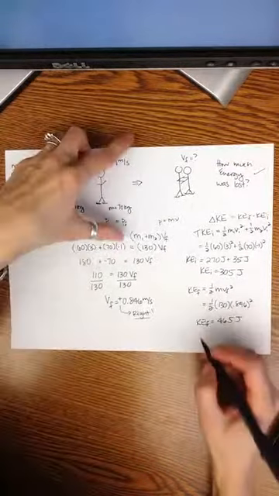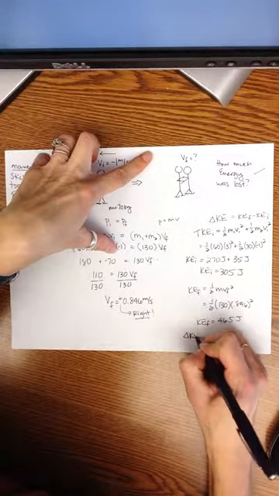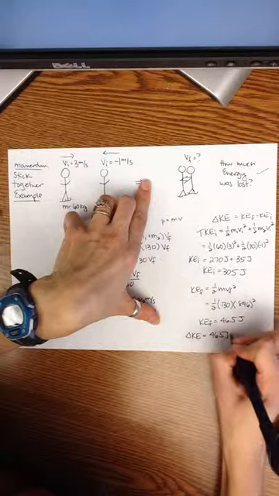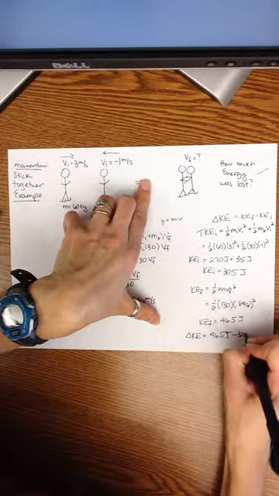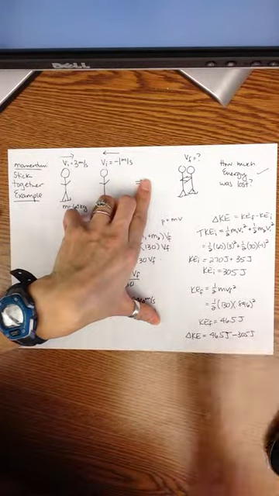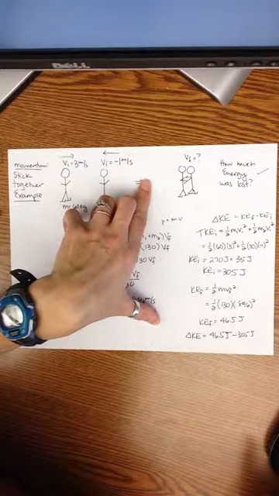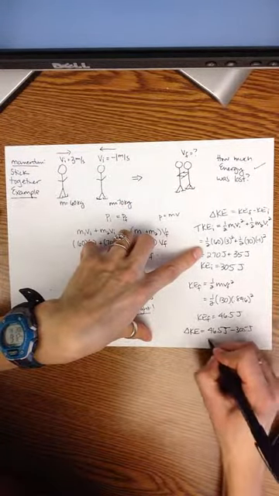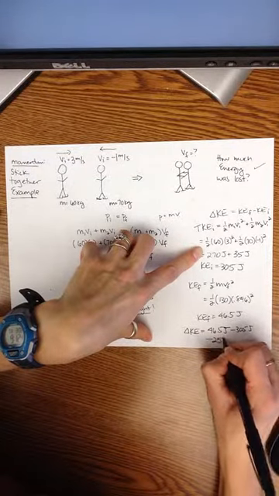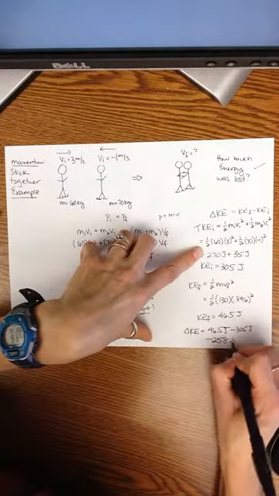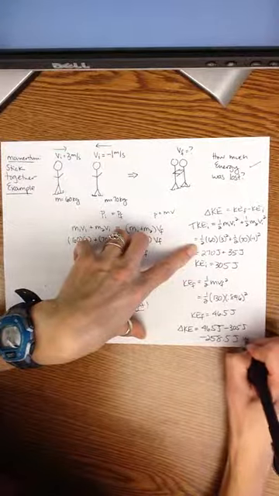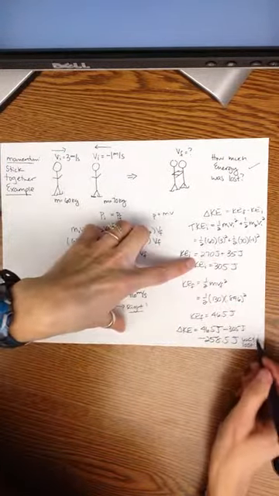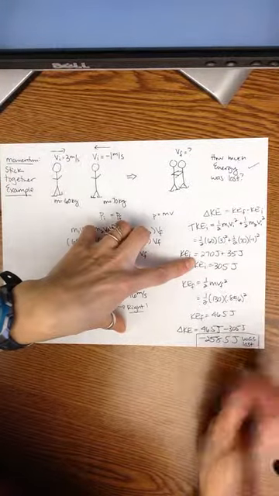Okay. So my delta KE, or my change in kinetic energy, is going to be 46.5 joules minus 305 joules. Because remember, final minus initial. So 46.5 minus 305 tells me that 258.5 joules was lost in the collision. Okay.